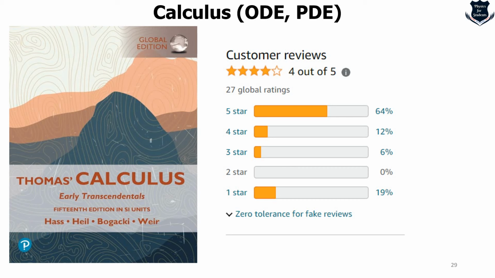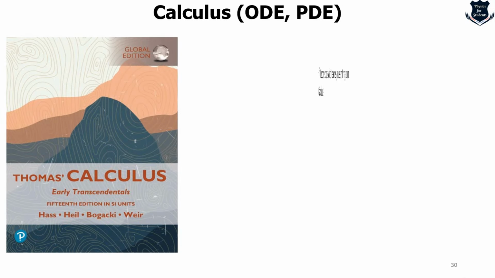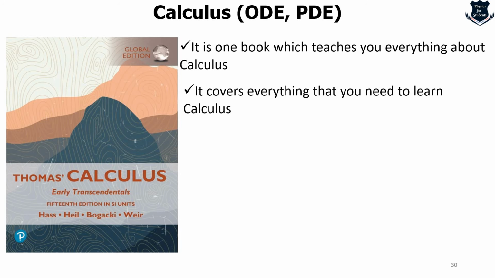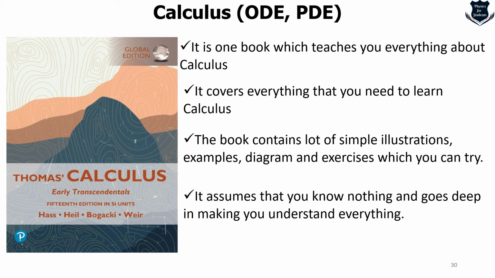I would go by the Amazon rating, that is okay, 5-star, but I would give it 90 or 95% 5-star, and I will tell you the reason. Now this book is, I would say, one of the best books and teaches everything that you need to know in calculus. You really don't need to hop around to find some other books. It covers everything that you need. The book actually contains a lot of simple illustrations, examples, diagrams, and most importantly, what I always tell in my videos, that it assumes that you know nothing and goes deep in making you understand everything.